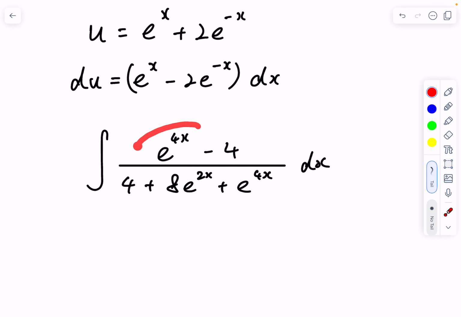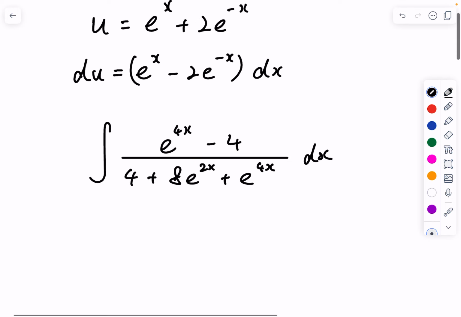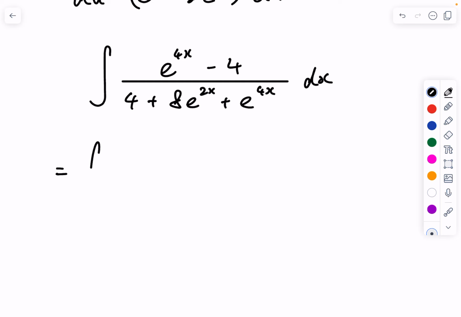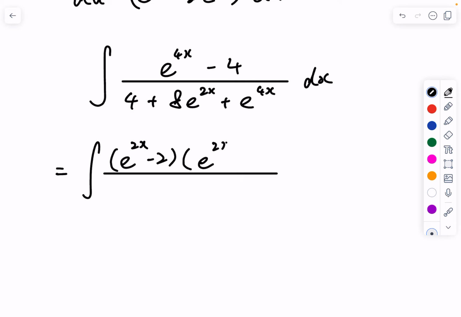Here, in the numerator, we see a nice format of difference of two squares, while the denominator is a format of quadratics in e to the power of 2x. But this one is not able to factorize in a nice format, so we will be focusing on the numerator first. That will give us the integral of e to the power of 2x minus 2 times e to the power of 2x plus 2, and still keep the same denominator.